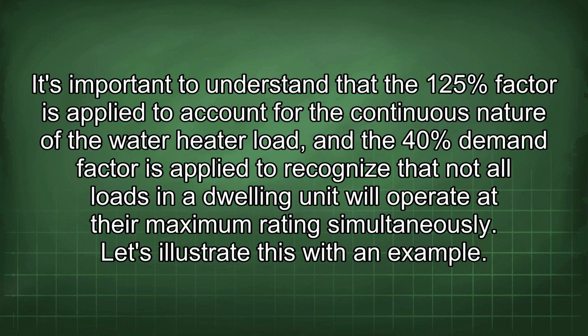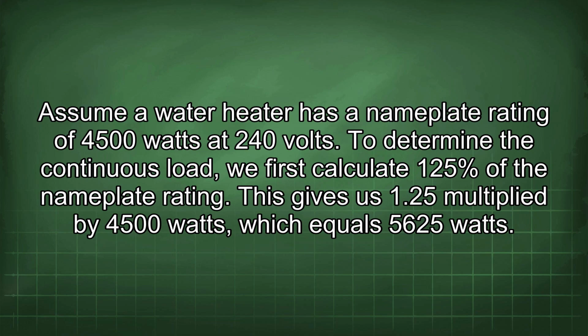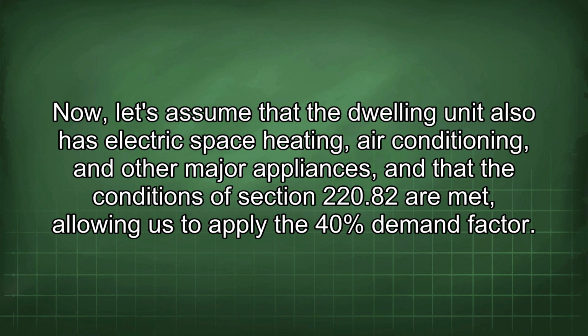Let's illustrate this with an example. Assume a water heater has a nameplate rating of 4,500 watts at 240 volts. To determine the continuous load, we first calculate 125% of the nameplate rating. This gives us 1.25 multiplied by 4,500 watts, which equals 5,625 watts. Now let's assume that the dwelling unit also has electric space heating, air conditioning, and other major appliances, and that the conditions of Section 220.82 are met, allowing us to apply the 40% demand factor.